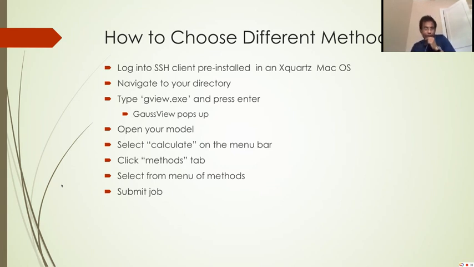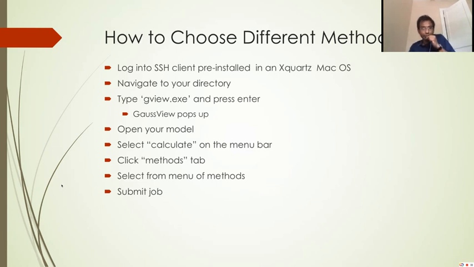So first, you have to log into the SSH client, pre-installed, and then navigate to your directory and type gview.exe. A lot of things you have to do, like cd scratch 001 slash, then ls, cd chem 476, ls, cd chem 4676 summer, ls, cd your name, then pwd, mkdir 676, then gview.exe, and press enter, and then it pops up. Then open your model, select Calculate on the menu bar, click the Method tab, then select from the menu of methods, then submit job.